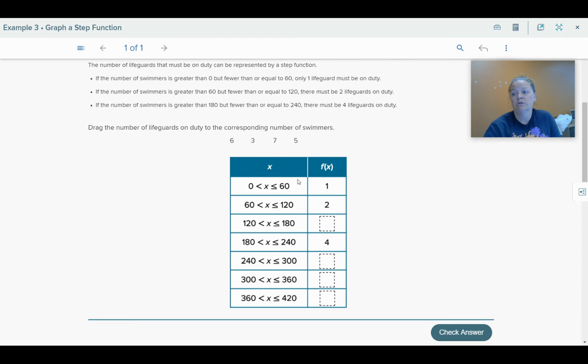So 1, 2, 3, 4, 5, 6, 7. So when there's more than 120 and up to 180, we have to have 3 lifeguards. More than 240, but less than or equal to 300, 5. More than 300, but less than or equal to 360, 6. More than 360, but less than or equal to 420, 7.